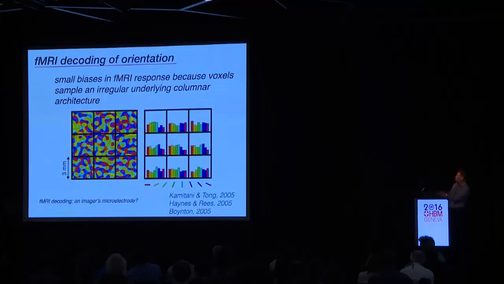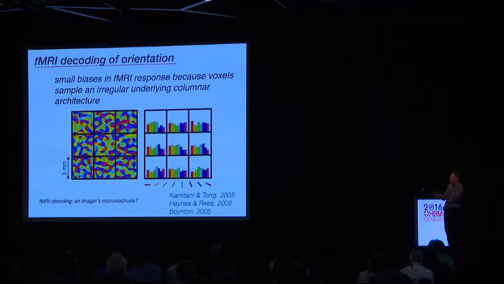So here I'm showing you a figure from Boynton's review paper that was a commentary on a paper by Kamitani and Tong in Nature Neuroscience about a decade ago. And what they found is that you can train a classifier to decode orientation. The conjecture at the time was that classification works because small biases in the fMRI response arise because voxels sample in a regular underlying columnar architecture. So columns are irregular, voxels are regular.